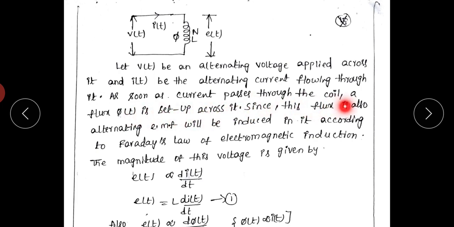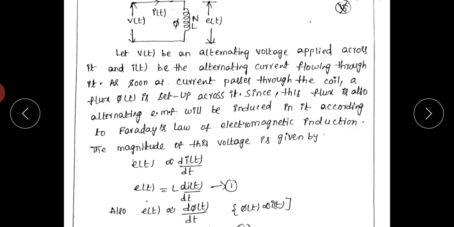Since this flux is also alternating, an EMF will be induced in it according to Faraday's law of electromagnetic induction. So here the flux type is alternating. According to Faraday's law of electromagnetic induction, whenever a stationary conductor is placed in a time varying magnetic field, an EMF is induced across the conductor. Here the applied voltage is alternating, so the applied current is also alternating. So finally this coil produces the alternating flux.